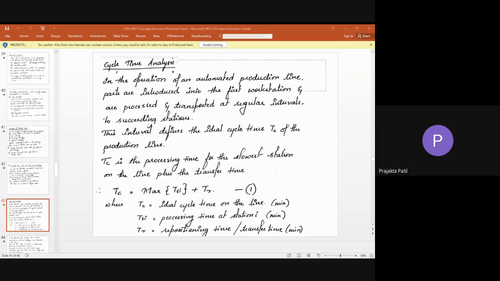So we can formulate the following expression for the actual average production time, that is TP. And this is the equation for TP, that is TC plus F into TD.